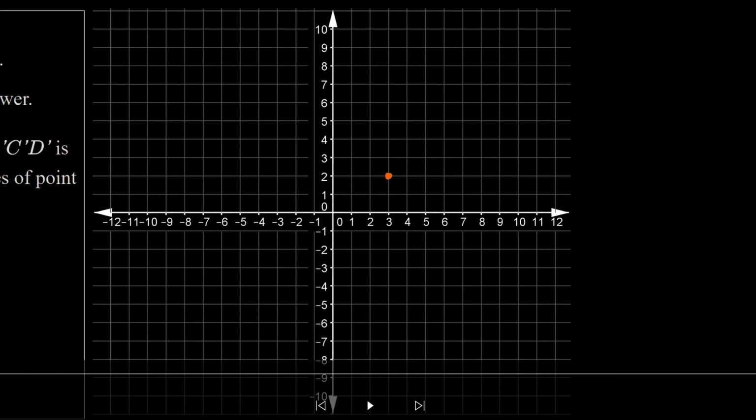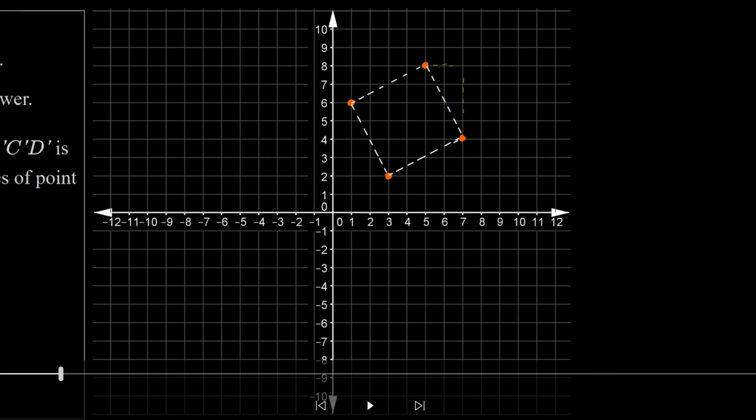So our first point was at (3, 2). We've got a point at (1, 6). We have a point at (5, 8), and (7, 4). And if I draw this, it certainly looks like it could be a square. My big question is, how do I know it really is a square?